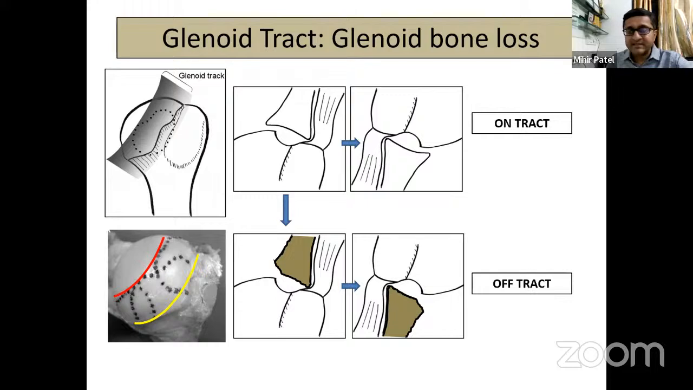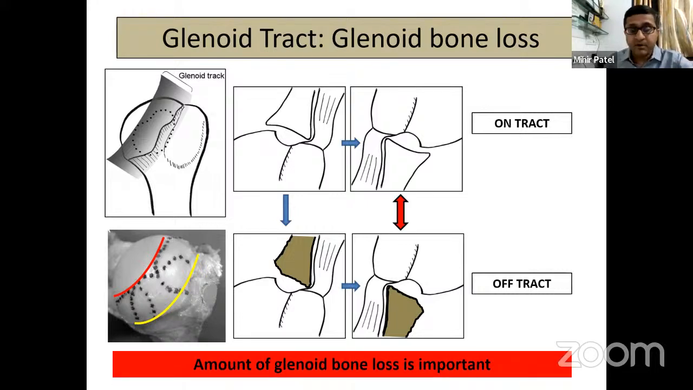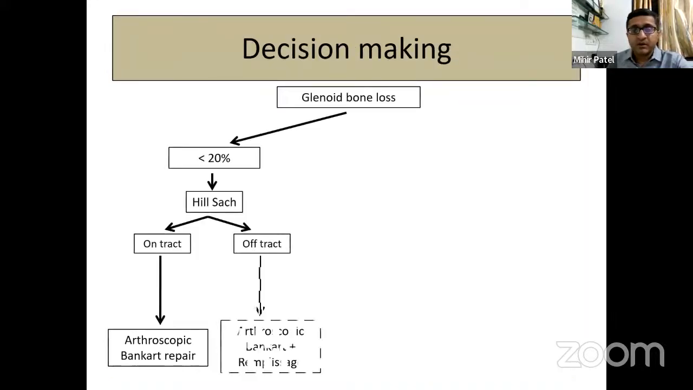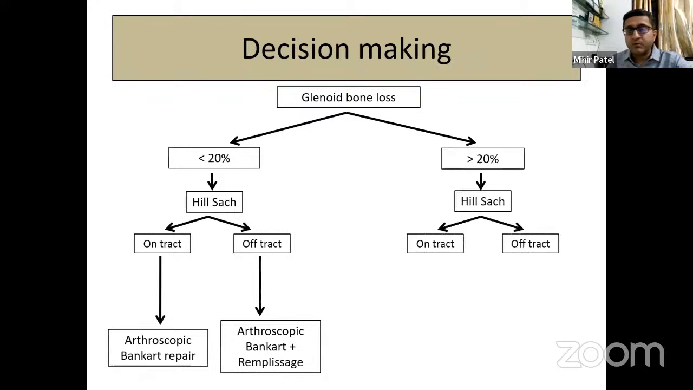So to conclude, you understand that the same Hill-Sachs with a glenoid bone loss, a significant glenoid bone loss, makes the entire Hill-Sachs off track, and the surgical decision making changes. So the amount of glenoid bone loss is also important when it comes to decision making. So I'm going to skip this slide because Sajid is going to talk more about it. In short, the glenoid bone loss decides what kind of procedure you're going to take.